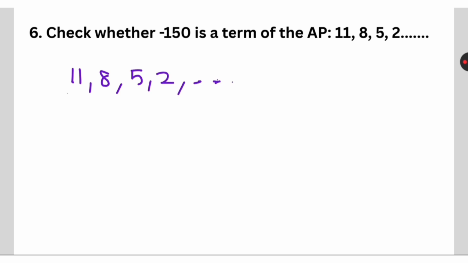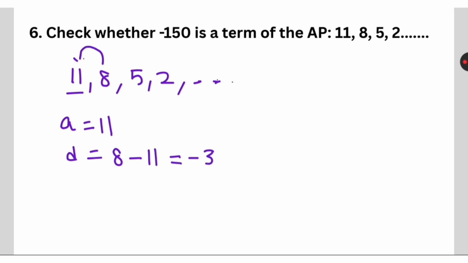Here the first term is 11, that is a = 11, and the common difference is 8 minus 11, that is minus 3. So that means here is a decreasing pattern. There is no fraction form and there is no decimal point. We can clearly see that, isn't it?